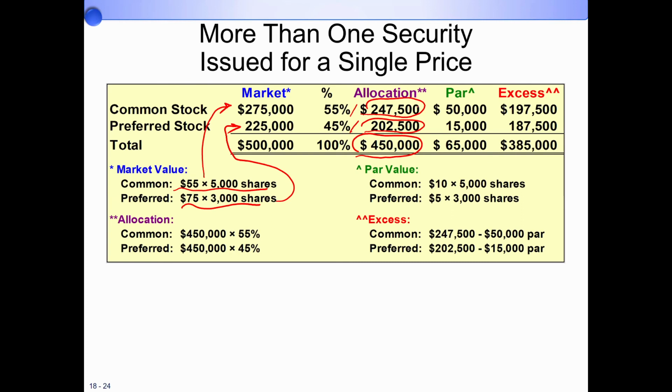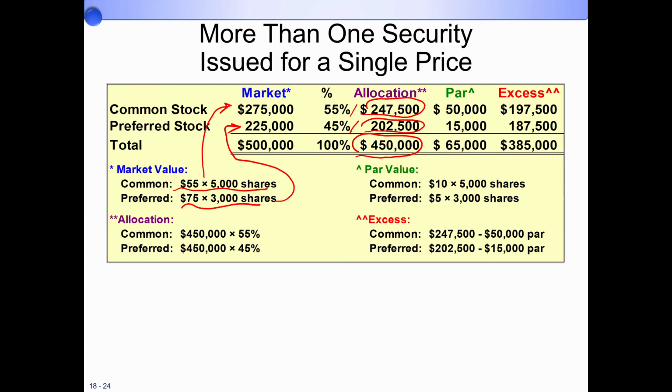So those two are the total paid-in capital for common stock and the preferred stock. See what we're trying to do: we're trying to allocate the 450 between common stock and the preferred stock proportionally based on their market value. That makes sense, right? So 247,500 should be the total paid-in capital for common stock, and 202,500 is the total paid-in capital for preferred stock.